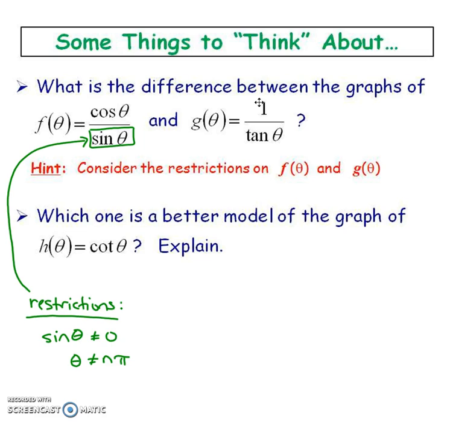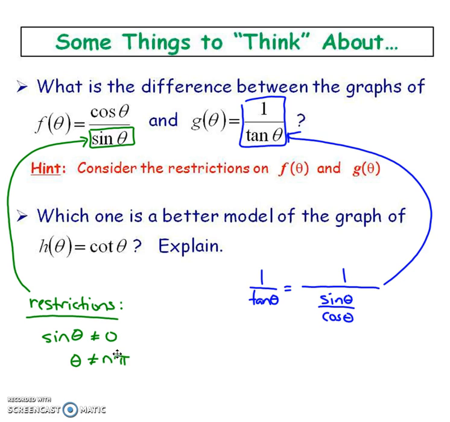Okay, so the first one is going to have vertical asymptotes when sine theta is equal to 0. And we've already determined that that's at n pi, so any integer multiple of pi. Okay, now the other one, I'm just going to rewrite it first. 1 over tan theta is equal to 1 over sine over cos. All right, and now I'm going to analyze the restrictions.